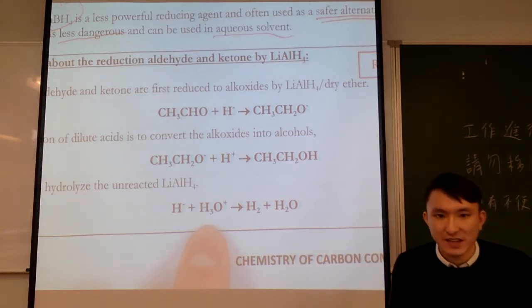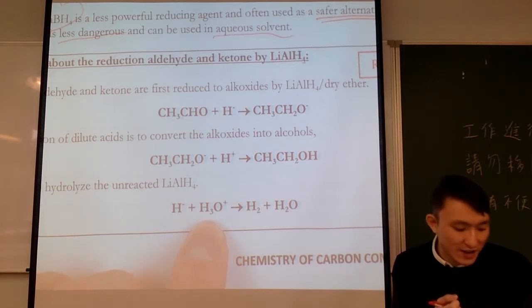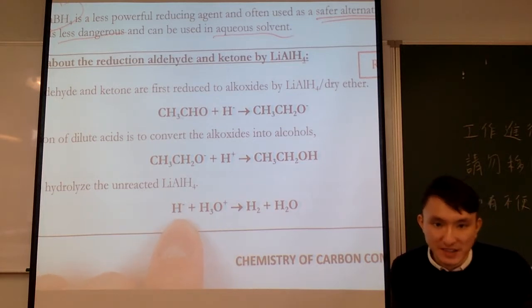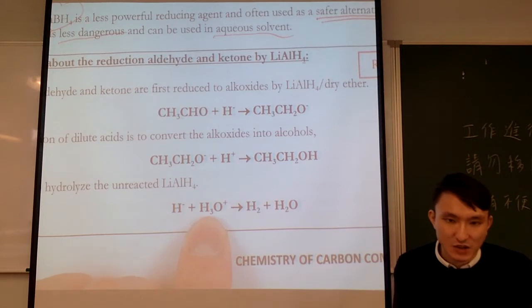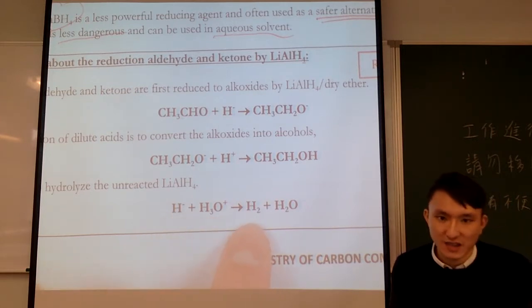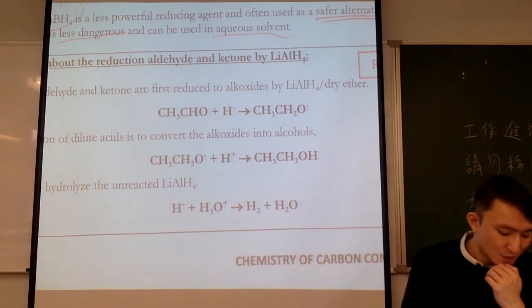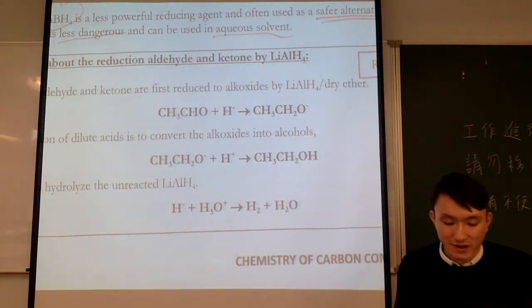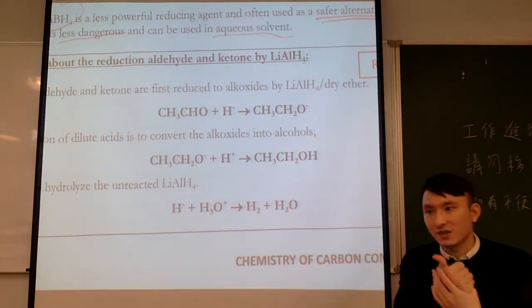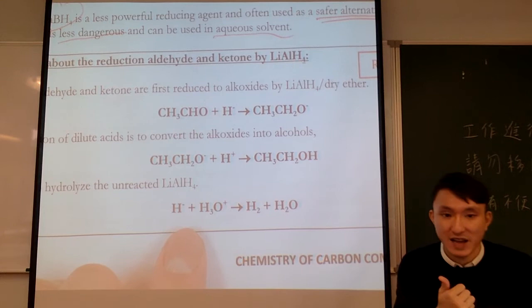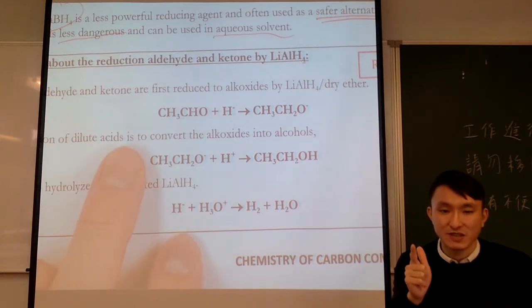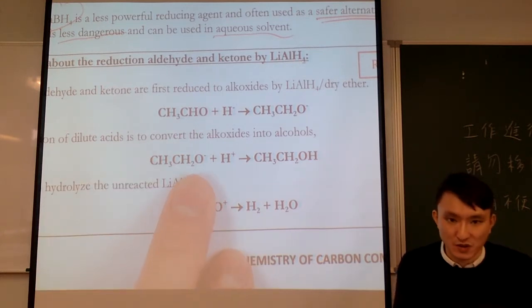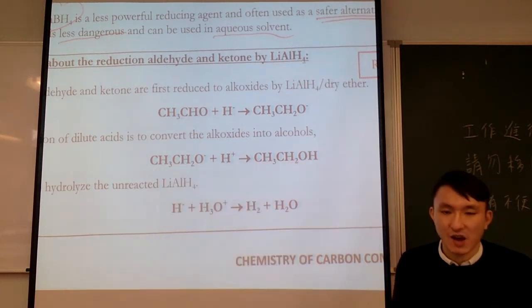The addition of acid, like I said, is to remove the unreacted lithium aluminum hydride. Basically, we have H minus and the H3O plus provided by the acid. They will react to form hydrogen gas and water. So in fact, adding the acid has two purposes. If you have learned this one already, it is to remove the excess unreacted lithium aluminum hydride. The second reason is to convert the alkoxide into alcohol.